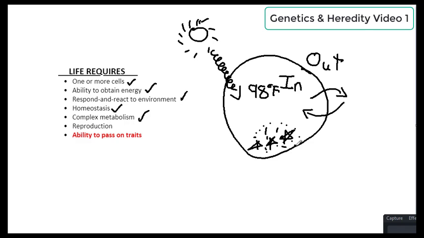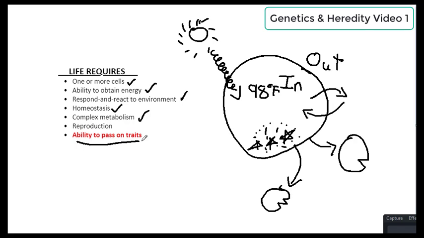Life also has to be able to reproduce. Now, the key thing that we are going to be talking about really is the ability to pass on traits. And this happens in a special way. I'm going to change the colors here. In order to pass on your traits, you have to have a way to store your traits. And all things alive on this planet have a way to store their traits. We're going to talk a lot about that.